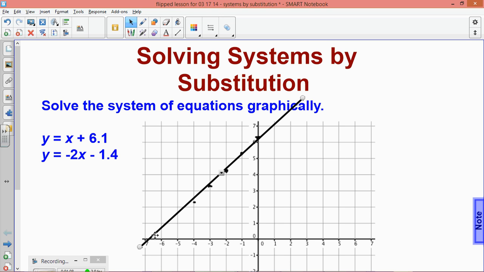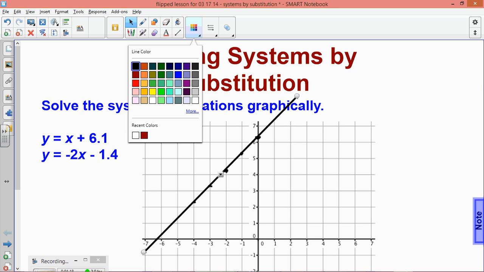Great. Only problem is, I'm sure some of you already realize it, these might not be exactly in the right spot. And let's look at what happens on the next one. I'm going to do the next one in red.